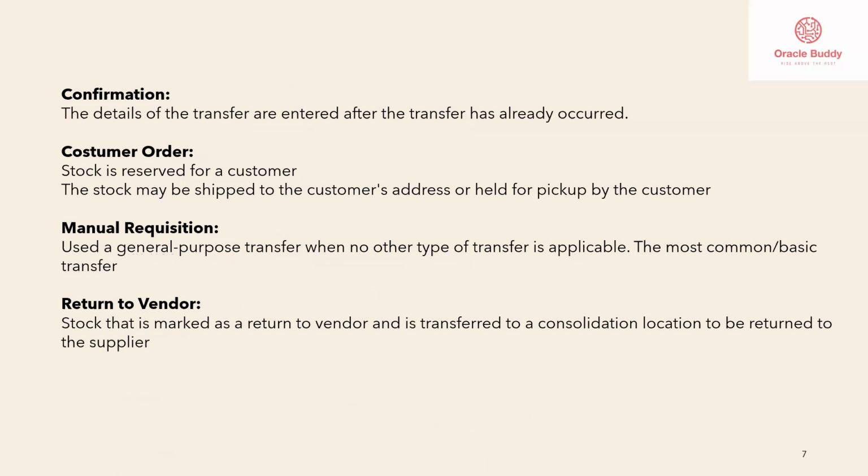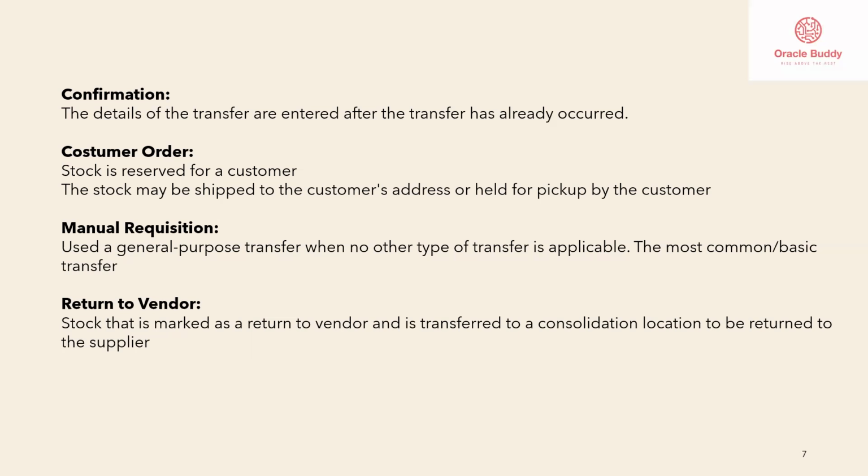The next type of transfer is a confirmation transfer. The details of the transfer are entered after the transfer has already occurred. Next is customer order. Stock is reserved for a customer. The stock may be shipped to the customer address or held for pickup by the customer. Next is manual requisition, or MR type, used as a general purpose transfer when no other type of transfer is applicable. The most common and basic transfer.